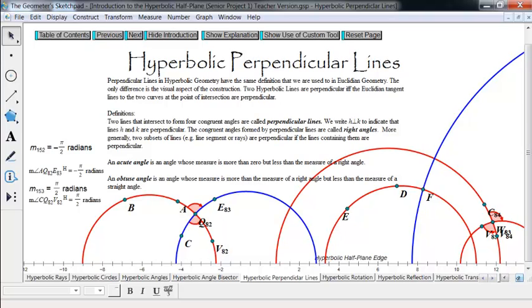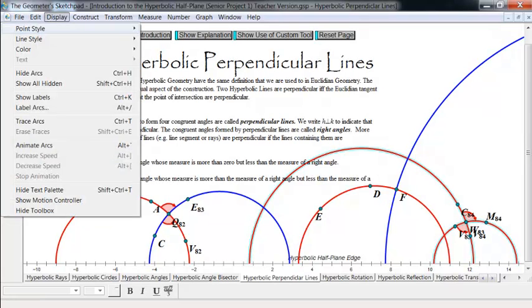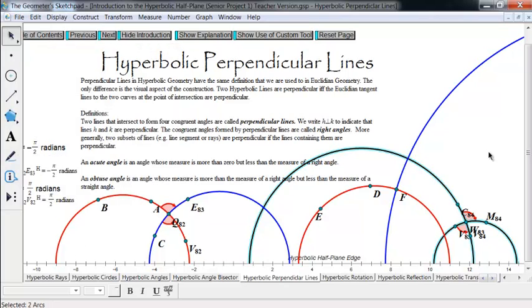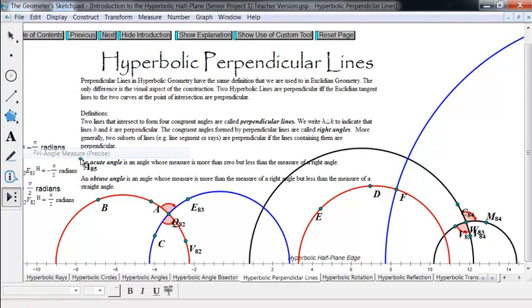Let's see. Let's go over here. I can see all my points. Let me just take these two. Let me make them a different color. Now let's make them black. Okay. Now, if I measure that angle with my angle measurement tool and click here, here, here, that gives me a measure.